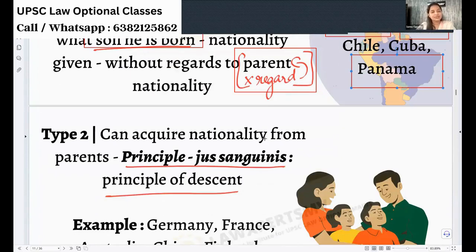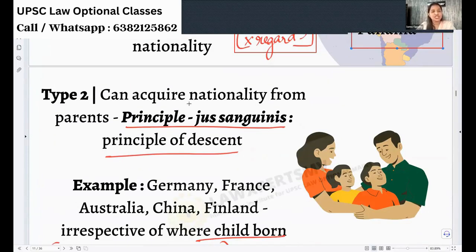Next type is called the principle of jus sanguinis, which means it is a principle of descent. You get your parents' nationality.